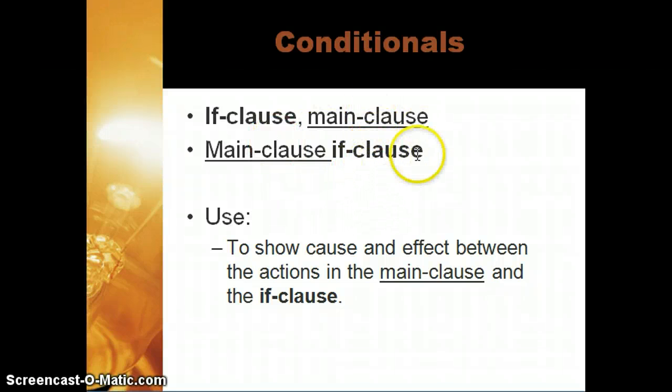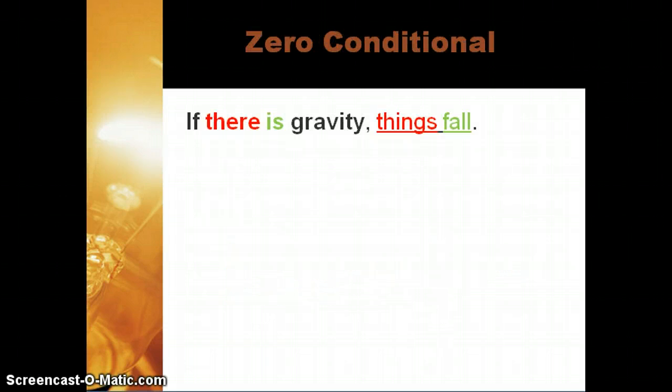The only difference between the two is the comma. If you're going to start with if, you use a comma, otherwise no comma. And the main idea of the conditional is to show cause and effect between the actions in the main clause and the if clause. Alright, so let's have a look at the zero conditional.